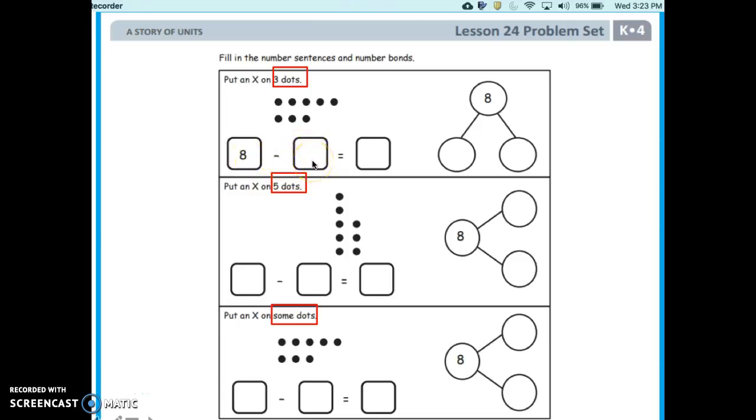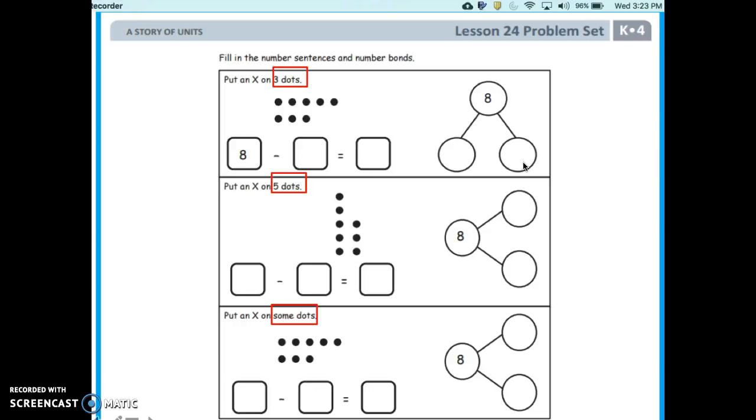Now I want you to look back up at the dots and decide how many dots are still left. So you had 8, you crossed off 3, how many are left? Put that number right there. Now you're going to come over here and finish the number bond. So you have 8. How did you make 8 today? You had a group of 5 and a group of 3. So you should have 5 and 3. 8 take away 3 equals 5.